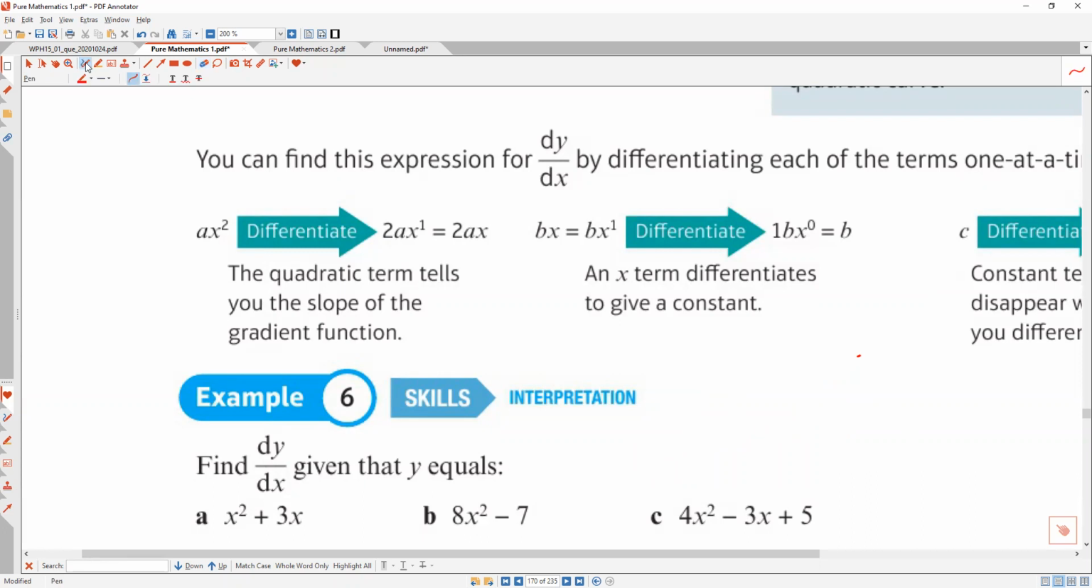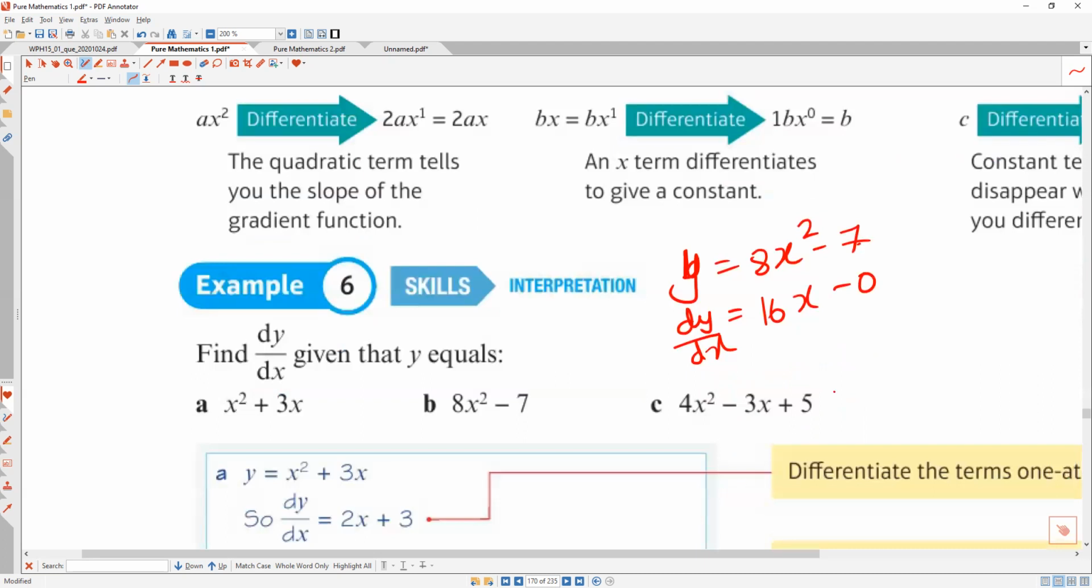Now same thing goes with the b part. B part ওরা বলছে y is equal to 8x square minus 7. So dy by dx হবে 8 2s are 16, 2 minus 1, so 16x minus 0. Differentiation of any constant is what? 0. Now let's see the third one, c part.